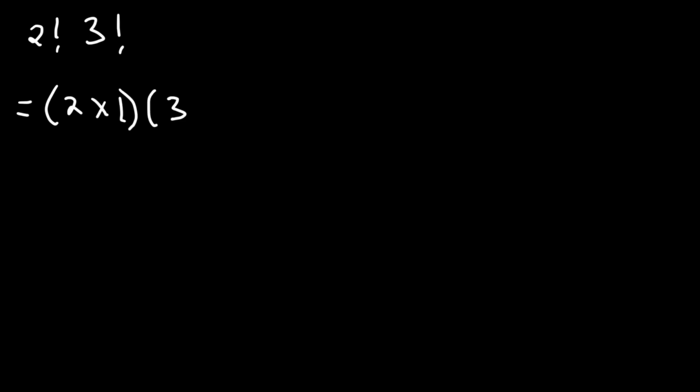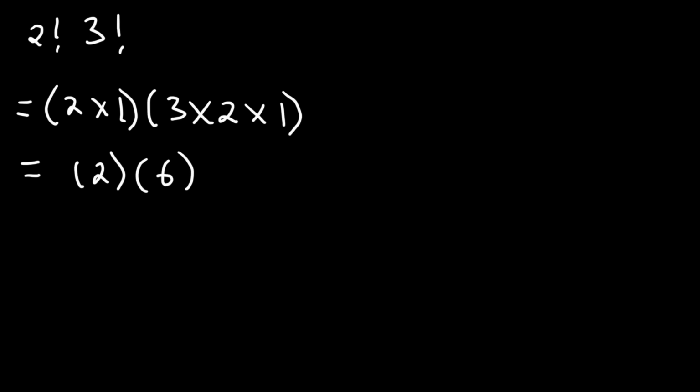Now what if you had 2 factorial times 3 factorial? 2 factorial is the same as 2 times 1, and then 3 factorial is the same as 3 times 2 times 1. 2 times 1 will give us 2, and then 3 times 2 times 1 will give us 6. And so this will be equal to 12.